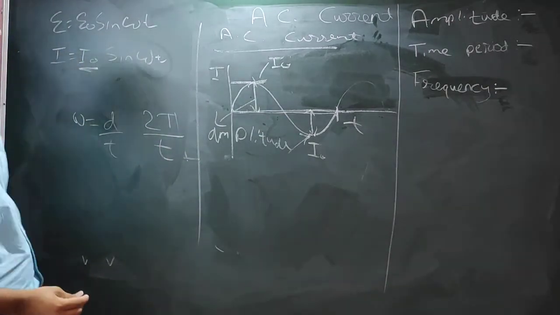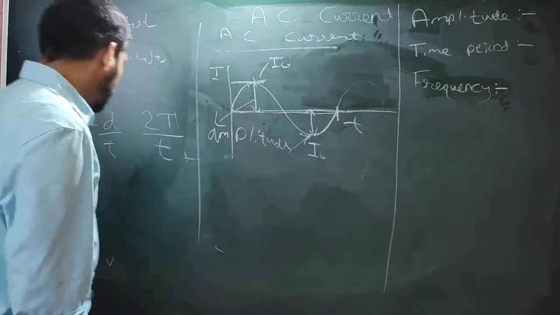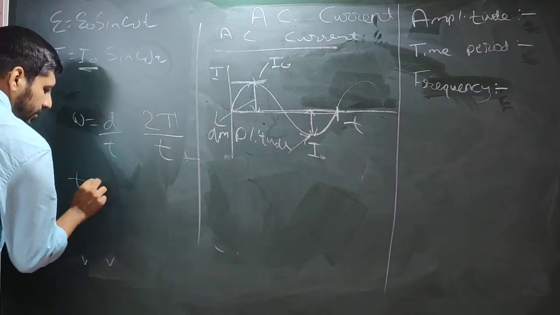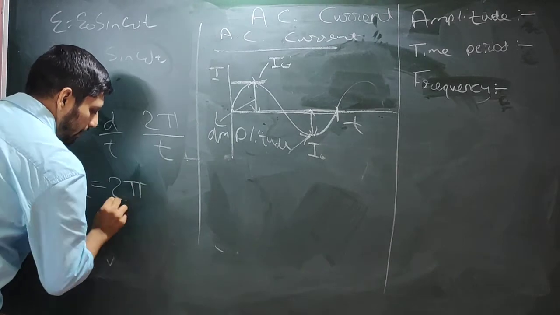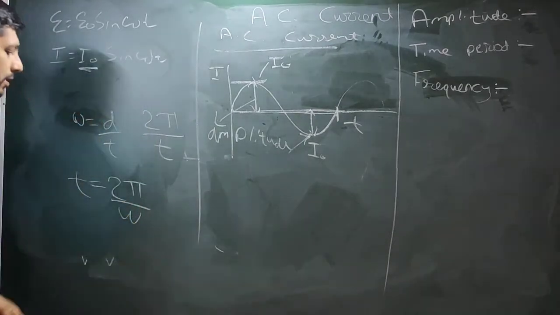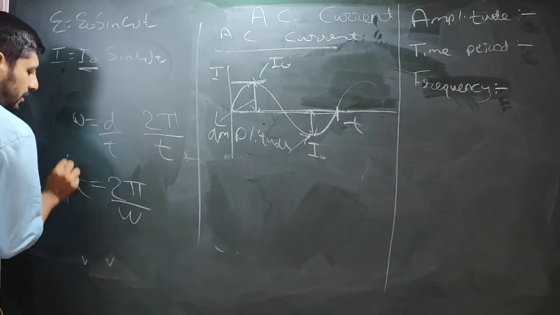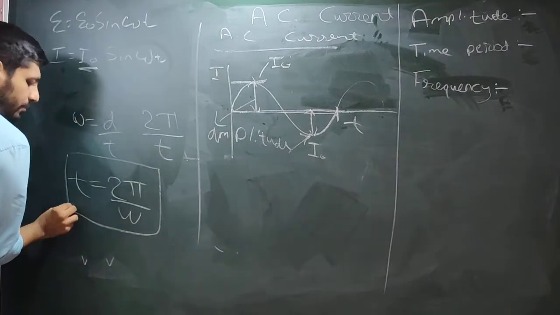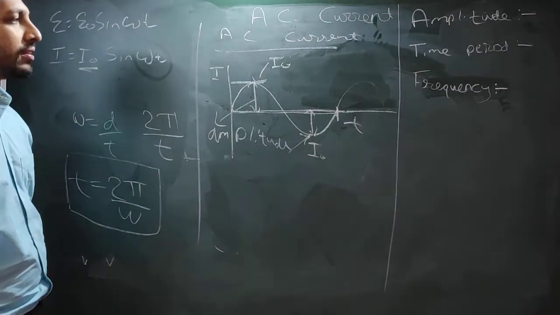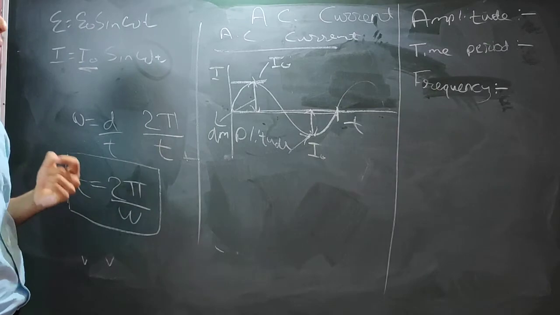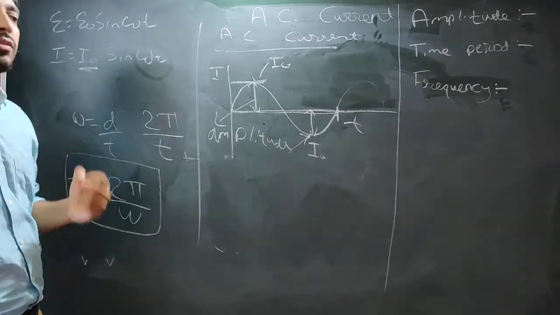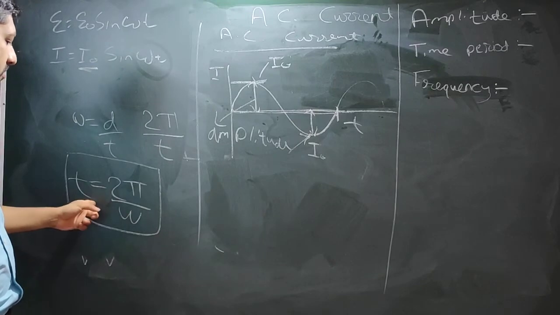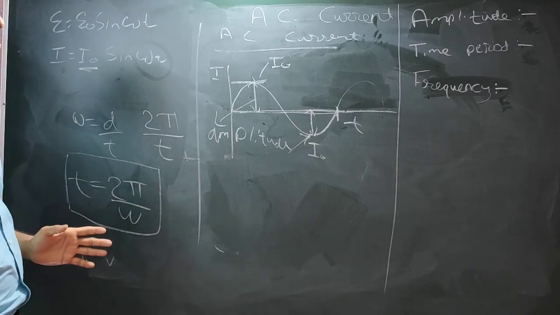Now what are we asking? We are asking the time period. So what will be the time period T? T is equal to 2 pi upon omega. That will be our time period. I hope this is very clear to you. Time period is the time taken to complete one complete cycle or one full cycle by the current, that is T is equal to 2 pi upon omega.